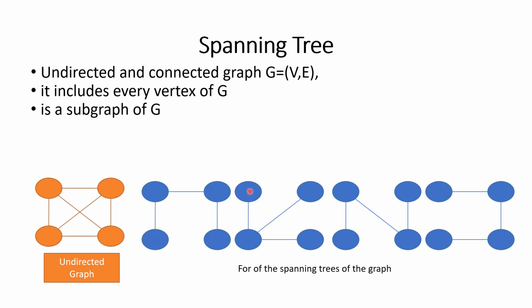Consider the second spanning tree. Here I have again four vertices in my graph, connected by three edges. And this is another spanning tree where I have all the four vertices connected by three edges. Similarly, here this is another spanning tree. Here I have four vertices connected by three edges. So for this one undirected graph, we can have any number of spanning trees.